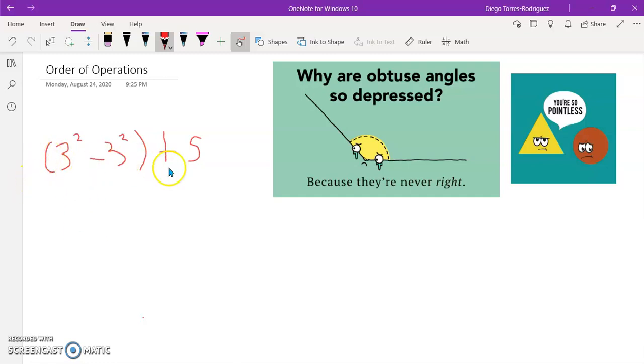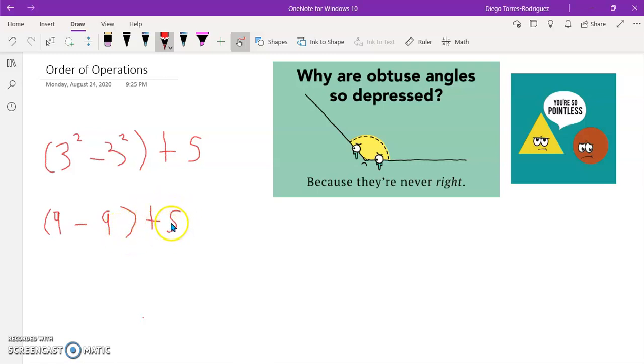So here we have our first example. What are we going to do first? We'll solve the parentheses first because we can see the parentheses from left to right, and there it is. Therefore, we are going to solve the parentheses. Then we have exponents, so we need to solve the exponents. So it's going to be 9 minus 9, because 3 squared, 3 times 3, equals 9. So 9 minus 9 plus 5.